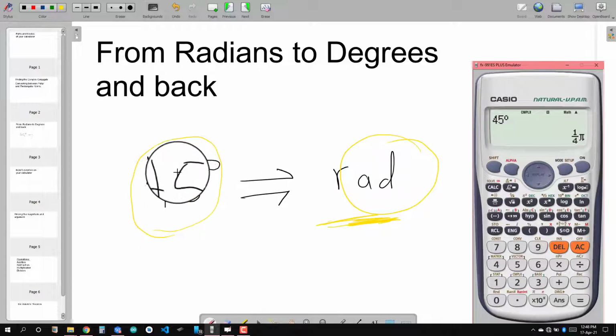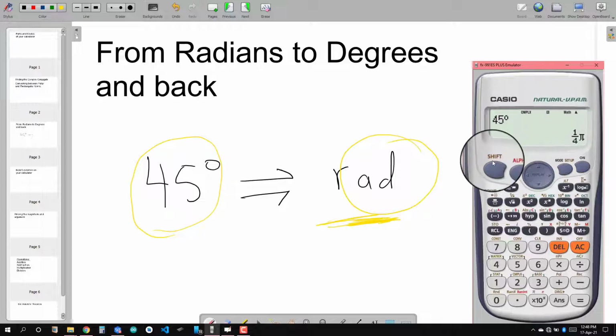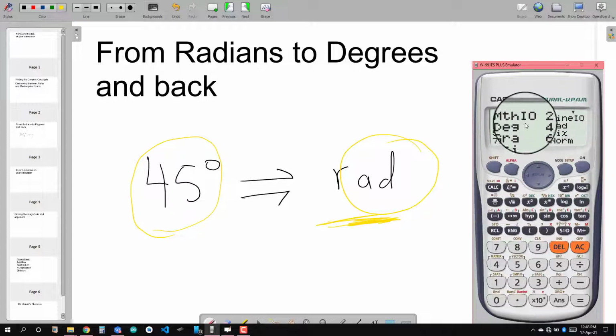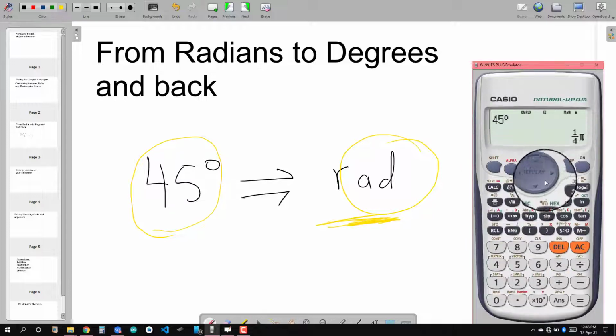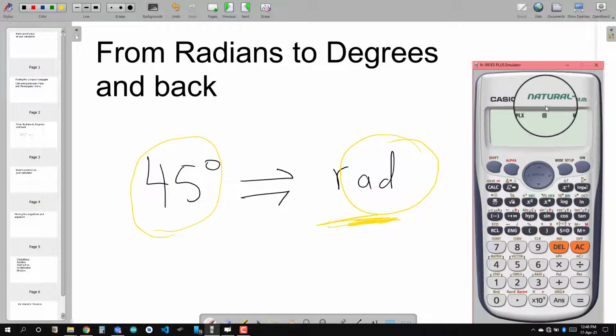Now let's convert pi on 4 radians back into degrees. So we want our final answer in degrees. So we'll shift our calculator into degrees. So shift setup and then select degrees, which is number 3. And then our final answer is going to be in degrees.